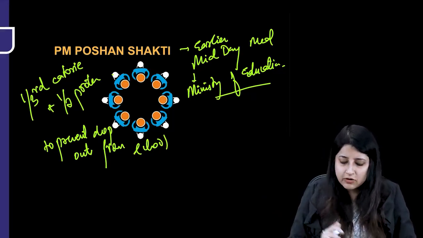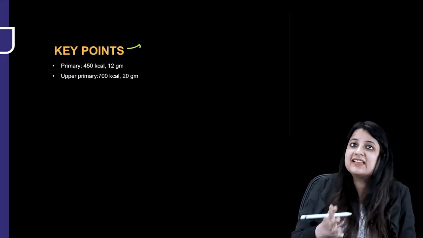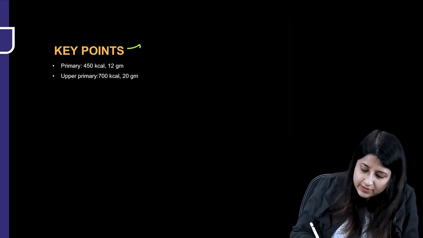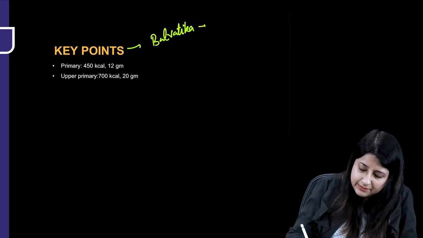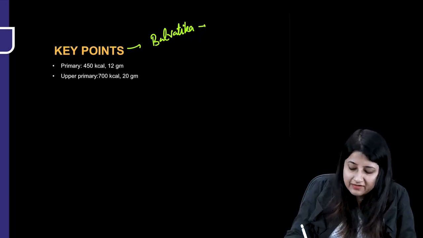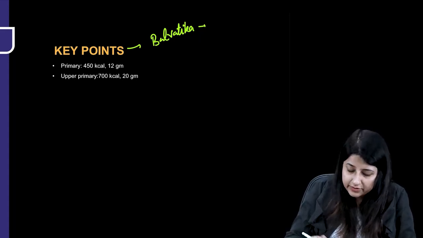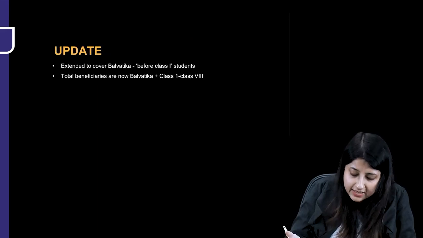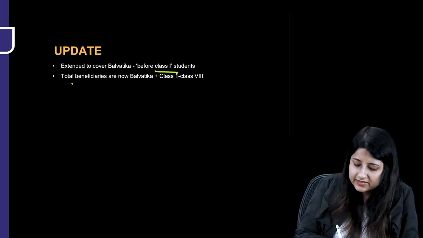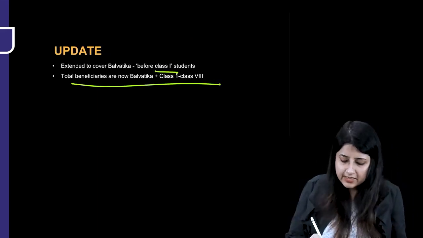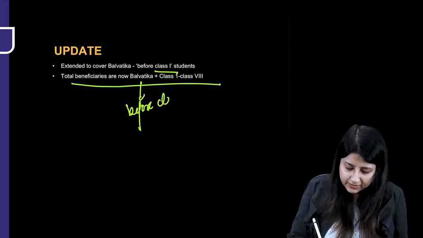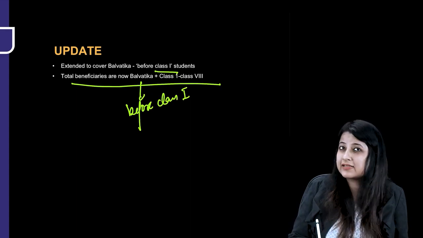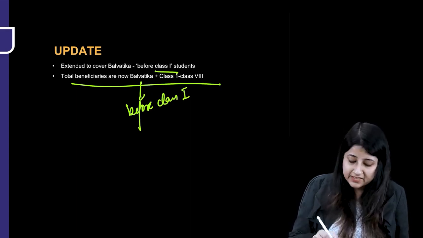Now the key point is, why has the name changed? Because now it includes Bal Vatikas also. Bal Vatikas means before primary school. So here I have written it for you: before class 1 students, and total beneficiaries are now Bal Vatikas, meaning before class 1, and also class 1 to class 8, primary to upper primary.